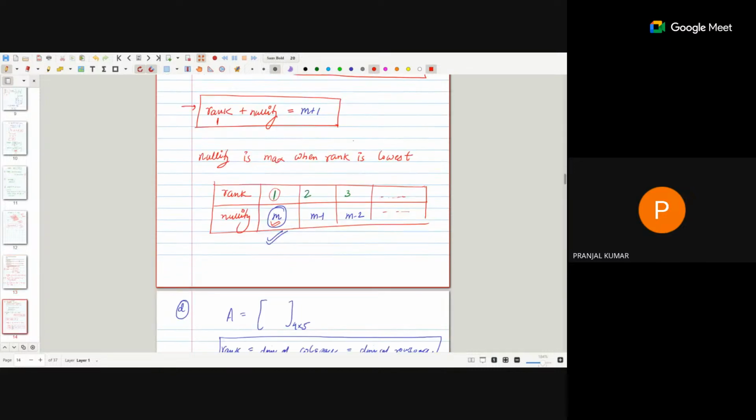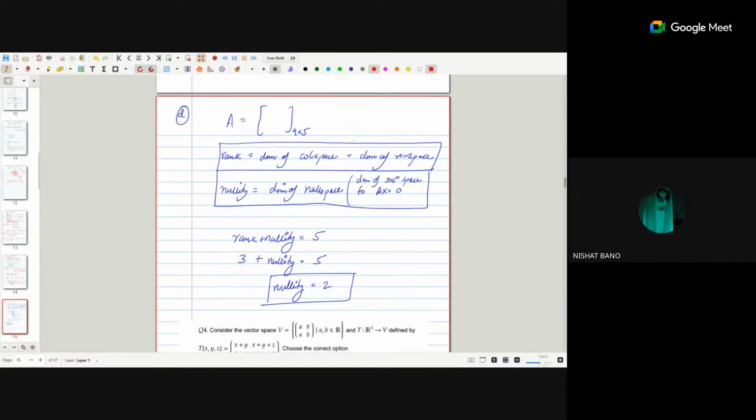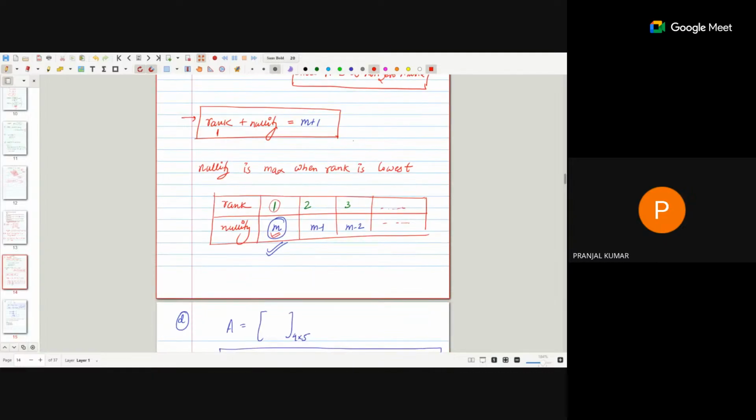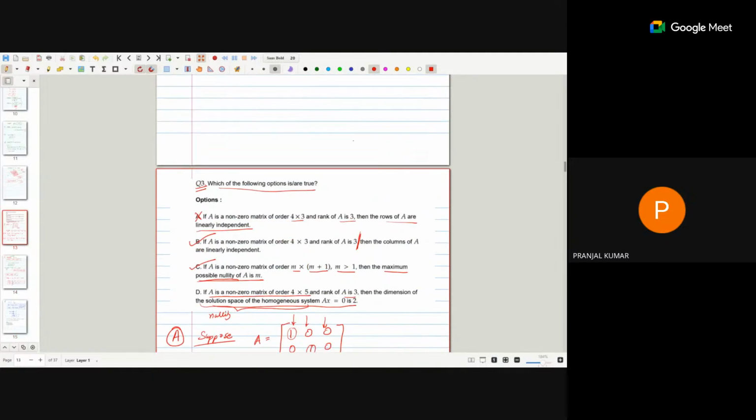Tell me. Yes, sir. Okay, so I have written it here. Rank plus nullity is equal to 5. Rank is 3, nullity will be 2. I hope everyone is understanding, right?